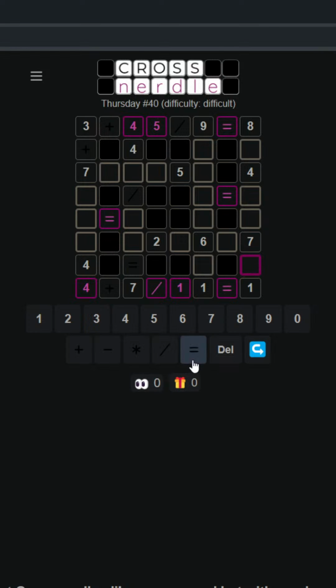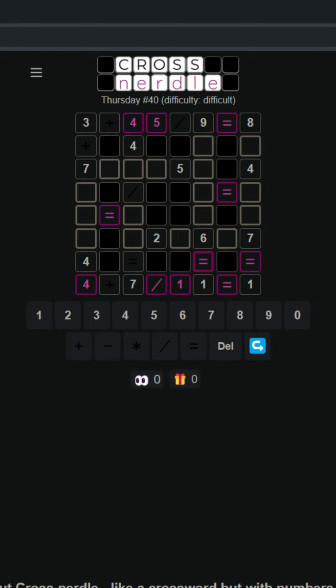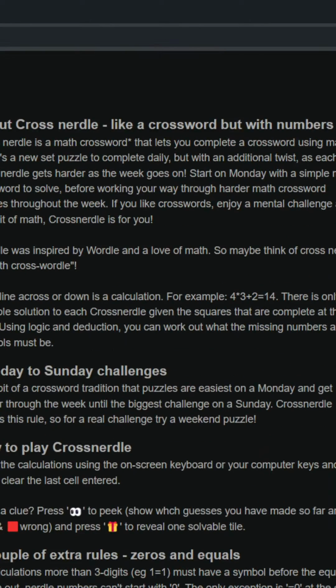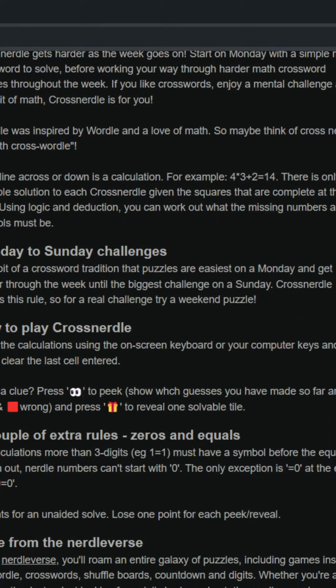This also has to be equals. Let me check the rules. I really hope the equal signs can't be anywhere. I hope they can only be at the end of the equation.